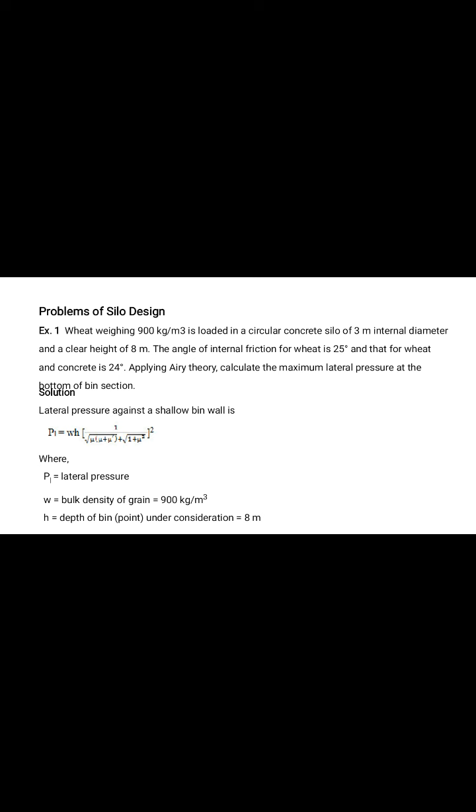Applying Airy's theory, calculate the maximum lateral pressure at the bottom of the bin section. Using Airy's equation for calculation of lateral pressure against shallow bin wall, P_L is equal to WH into bracket 1 upon under root mu plus in bracket mu plus mu dash plus under root 1 plus mu square in whole bracket square, where P_L is the lateral pressure, W is the bulk density of grain, 900 kg per meter cube, and H is the depth of bin under consideration, which is given as 8 meter.